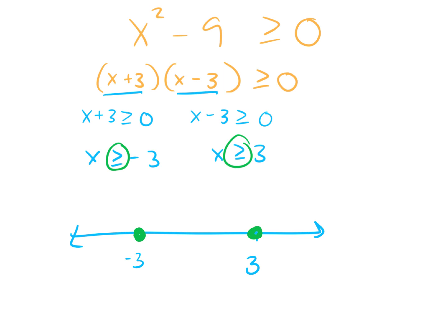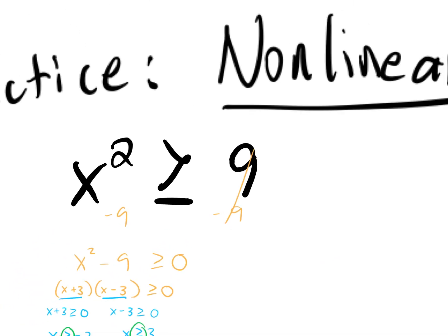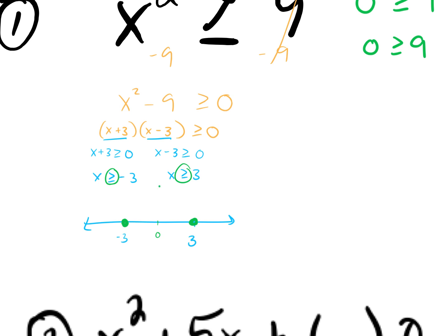Now what number do you want to plug in here to check? Let's plug in 0. 0 is a nice number in between. We can see if it works in between. So I'm going to plug it into my original inequality here. So 0 squared is greater than or equal to 9. Is 0 greater than or equal to 9? No. So we're not going to color on the inside.